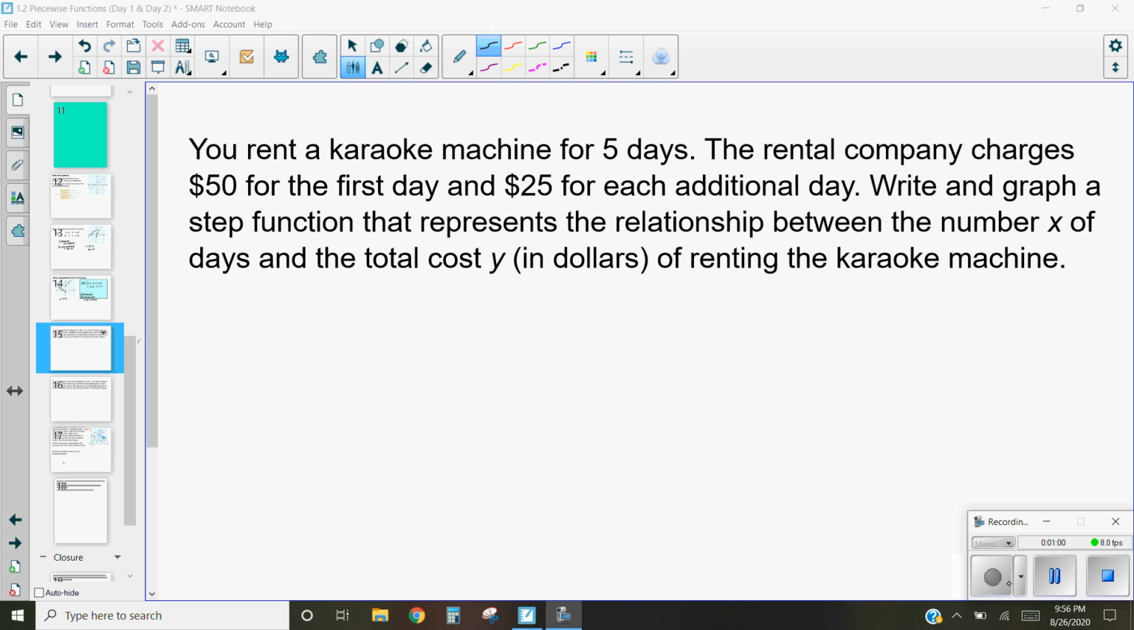It says you rent a karaoke machine for 5 days. The rental company charges you $50 for the first day and then $25 for each day after that. Write and graph a step function that represents the relationship between the number X of days and the total cost Y in dollars of renting this karaoke machine.